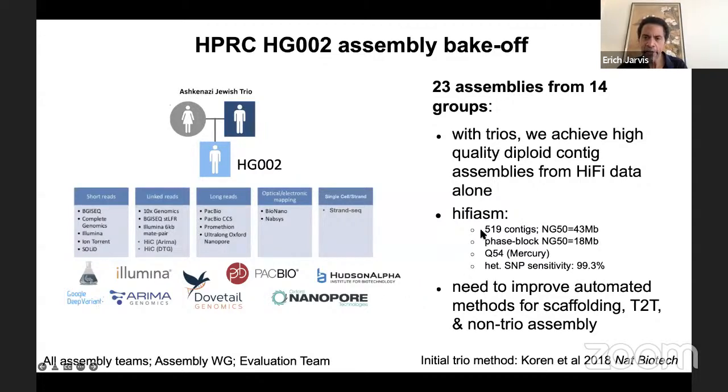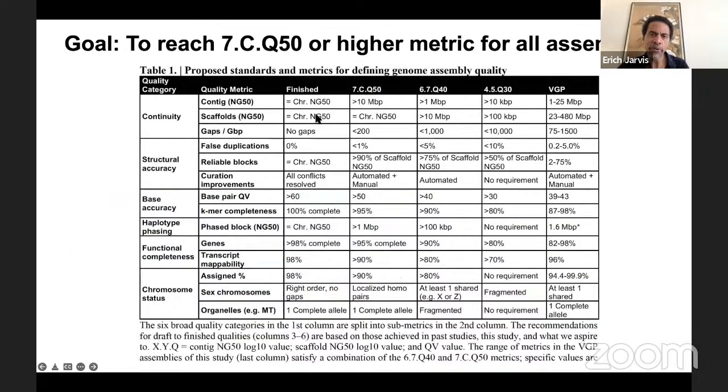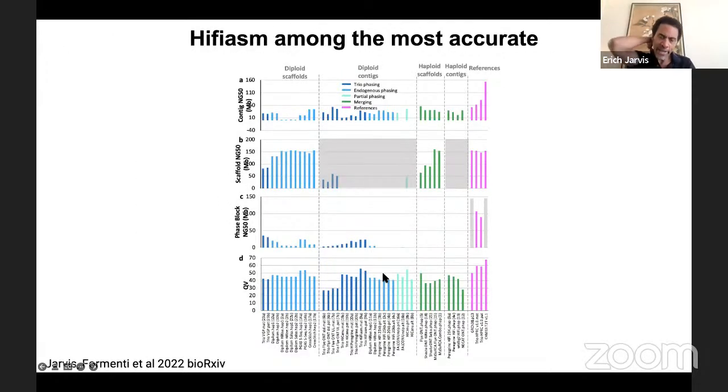And I'll just say right away, for the sake of time, Hifiasm rose to the top in this comparison. And when I say rose to the top, we compared 60 different metrics amongst these 23 different assemblies, including the ones proposed by the VGP consortium, where we're trying to reach a metric of getting a QV 50 or higher, N50 contig of 10 million base pairs or higher, as much of the haplotypes phased as possible, and so on. And so I don't have time to get into all the details here. I'll just show you some of the highlights.